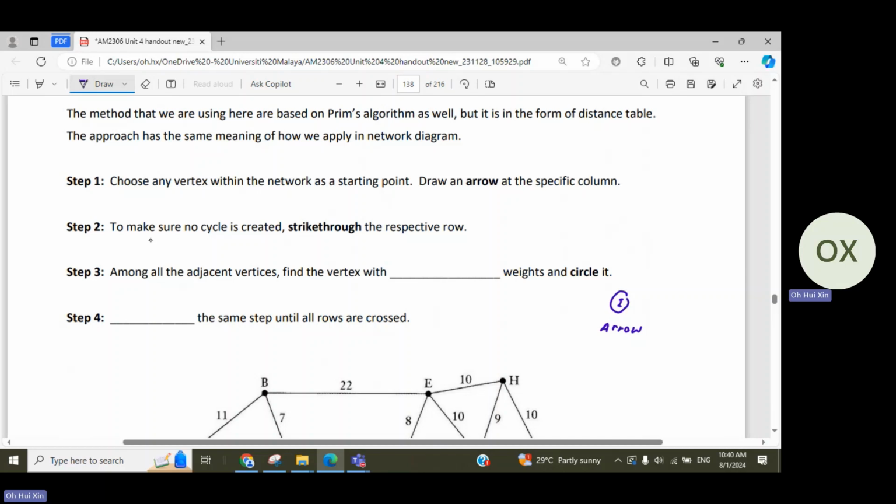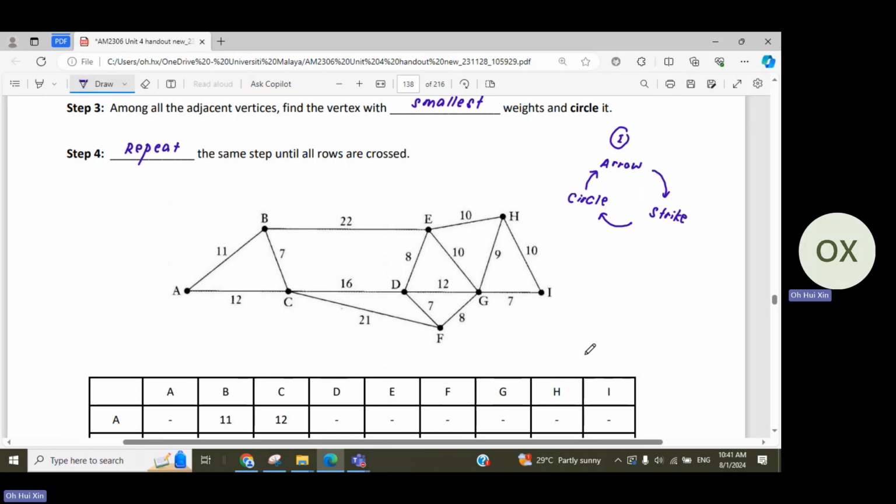Then after that, to make sure that no cycle is repeated, we need to strike through. So after you draw the arrow, the second thing you need to do is strike through the entire row. After you have struck through it, among the adjacent vertices, find the vertex with the smallest weight and circle it. So the next highlighted word here is circle. Then you repeat all the steps until all the rows are crossed. Repeat means go back to arrow. So it's important not to skip any step, or else you will have some mistakes when you reach your answer. Okay, so let's try it out.